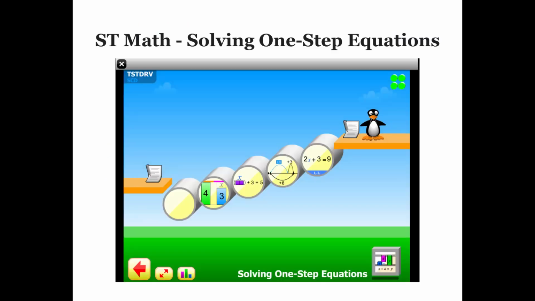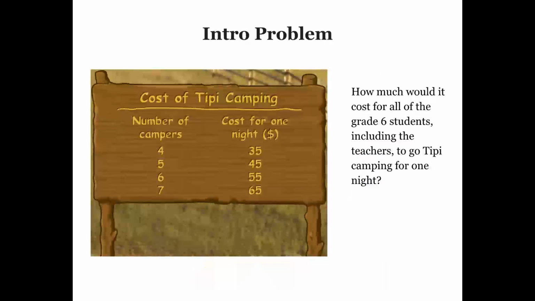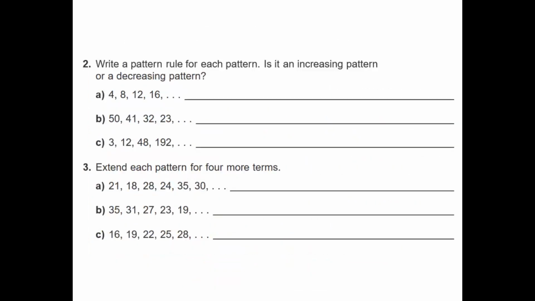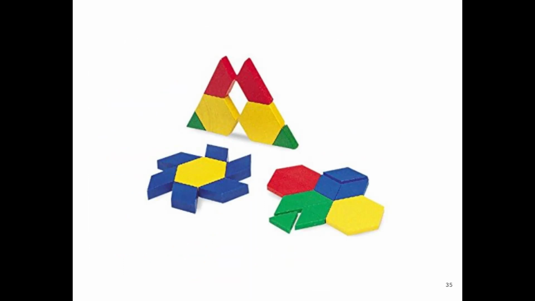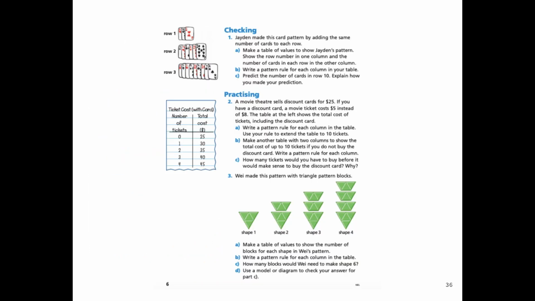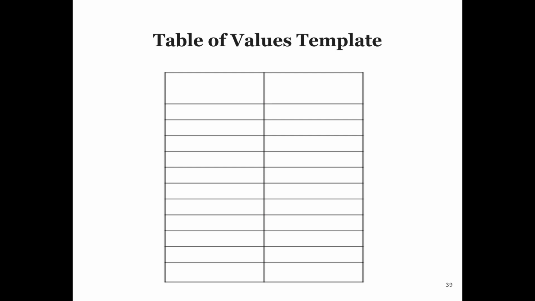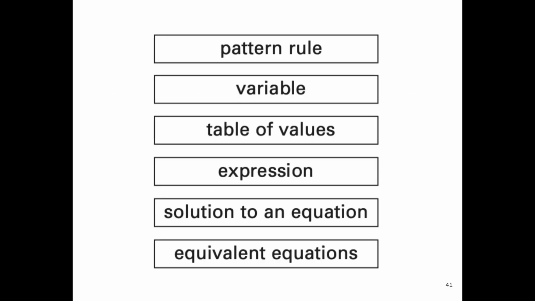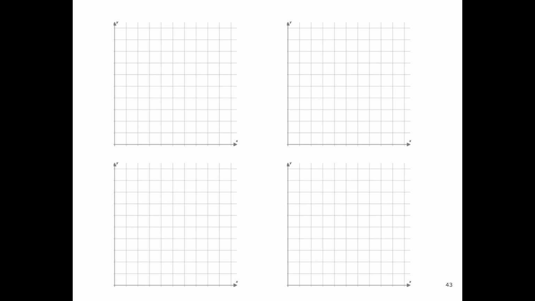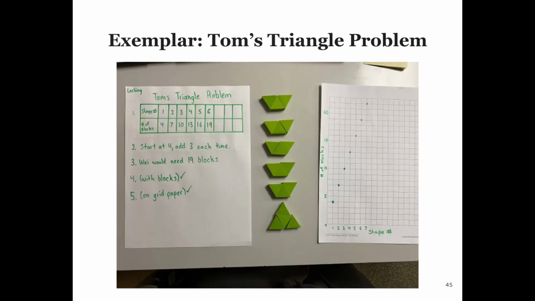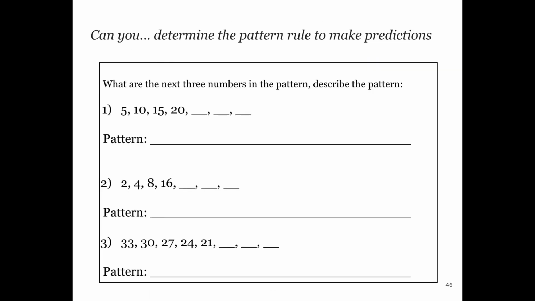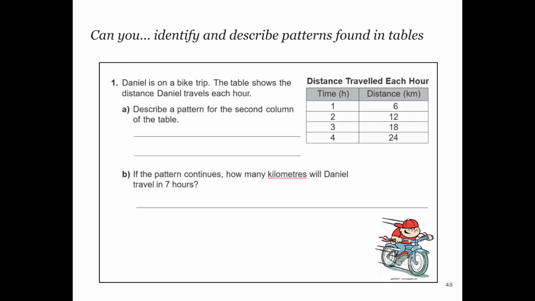ST Math shows one-step equations in a pretty neat way. Here's another problem about camping and how much it's going to cost for all of our grade 6s to go. Increasing or decreasing pattern, playing around with pattern blocks, textbook page, a little bit of an introduction using circles, table of values template if you'd like that, grid paper, vocabulary, grid paper, more IXL, some examples of Tom's triangular problem, some more questions for you to try.